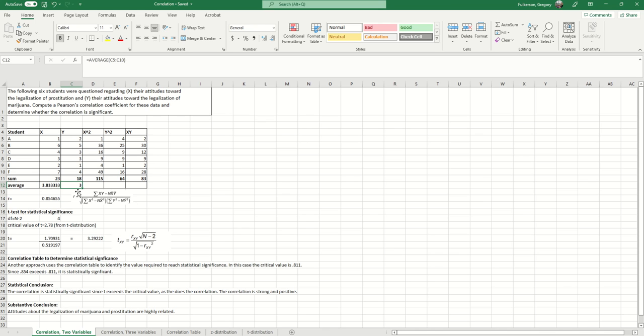So that's the numerator, and down here in the denominator we have the square root of 2 terms. The first is related to x, so the sum of x squared, that's going to be this column. And there's our sum of x squared, that's 115, minus the sample size again, 6, times x bar squared, so this value 3.8 squared. Same thing with this term, sum of y squared, there it is, 64, minus n, 6 students, times y bar squared. So there's our y average, 3 squared, that's going to be 9.